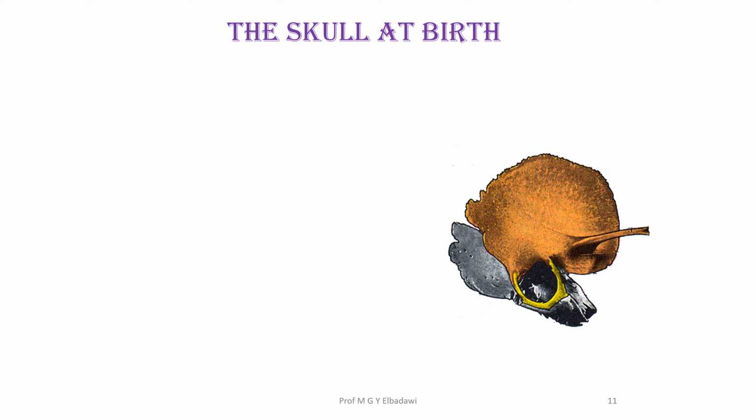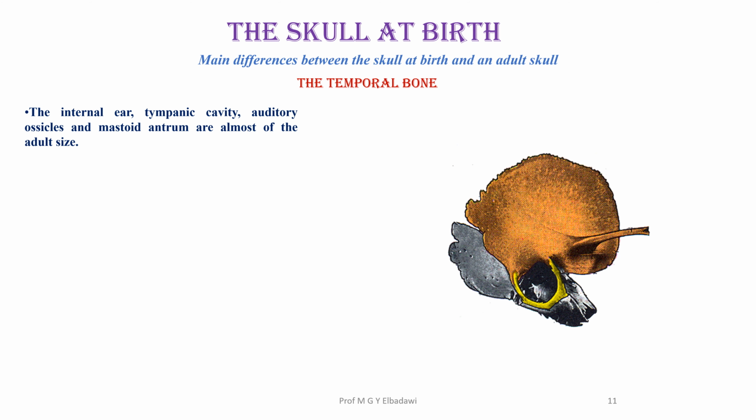Now, to continue, we are going to see the main differences of the skull at birth from the adult in relation to the temporal bone. In the temporal bone, the inner ear, the tympanic cavity, the auditory ossicles, and the mastoid antrum are almost of the adult size. These are the parts responsible for hearing, and this allows the child at birth to acquire the hearing process exactly as in the adult.